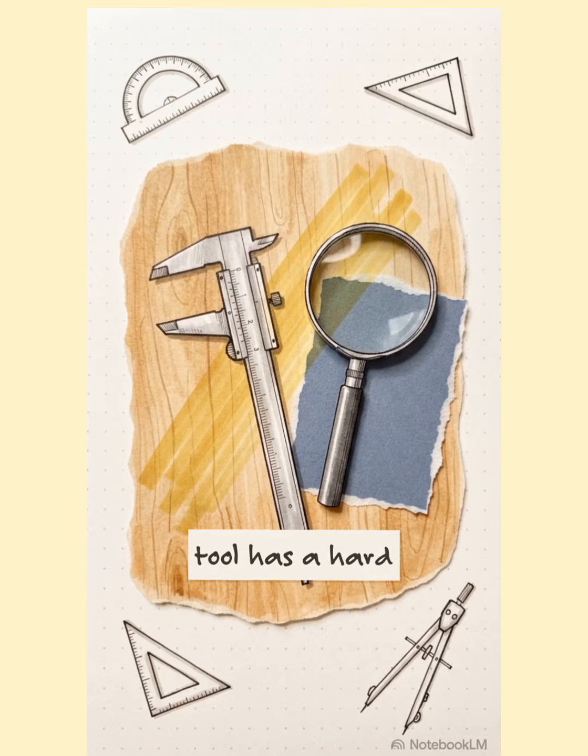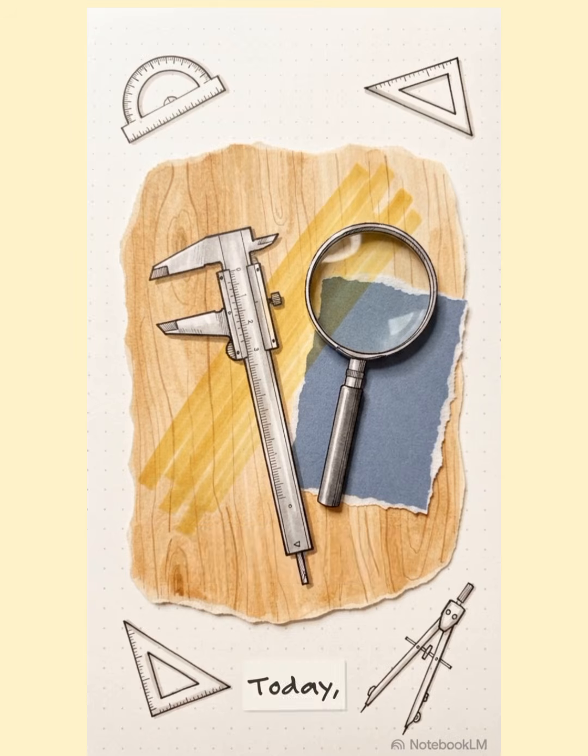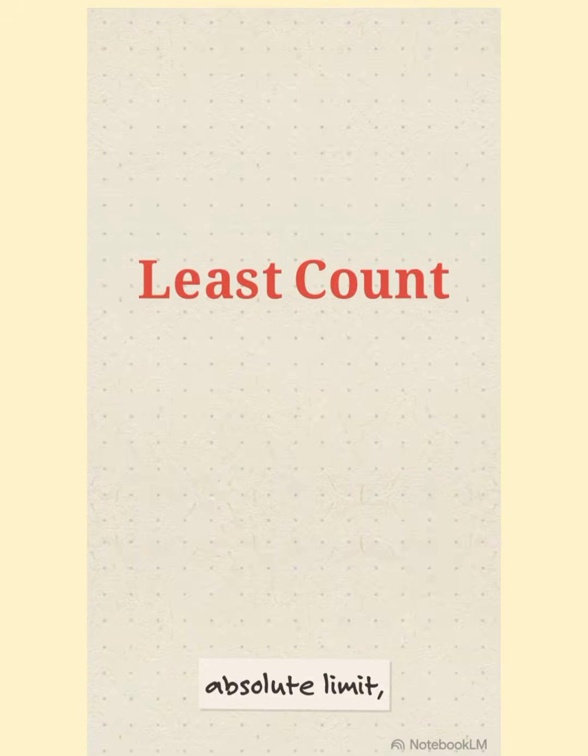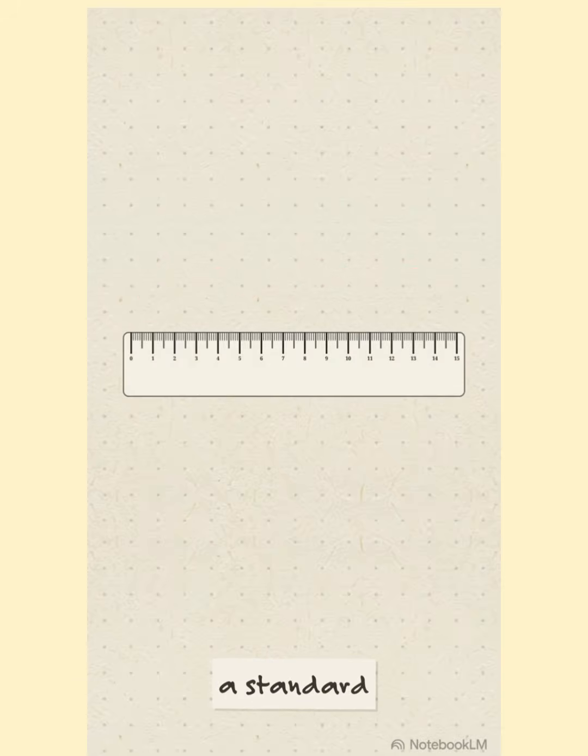Every measuring tool has a hard physical limit. You literally can't measure anything smaller than its closest markings. Today, we're finding that absolute limit, called the least count, using something you already know, a standard 15-centimeter classroom ruler.